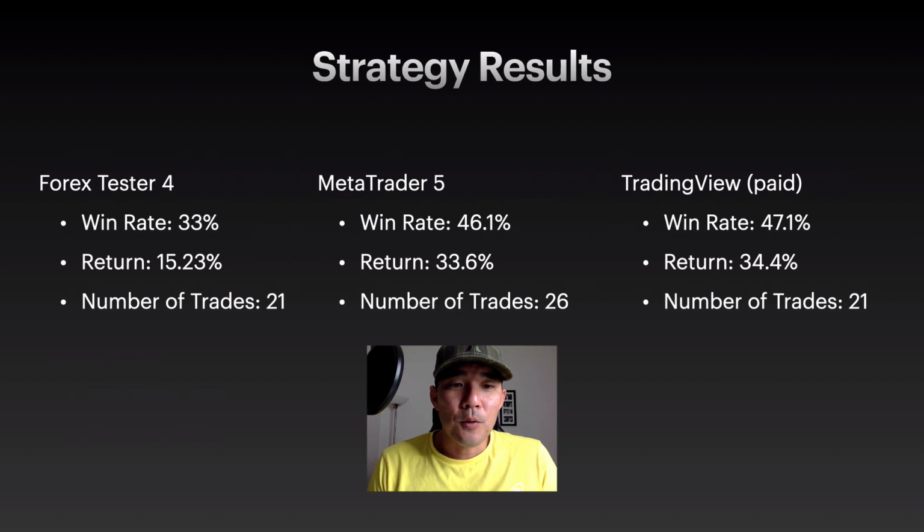This is Forex Tester 4 with a win rate of 33% and a return of 15.2%, 21 trades. MetaTrader 5, 46.1% win rate, return of 33.6%, and 26 trades. TradingView paid 47.1% win rate and a return of 34.4% with 21 trades. So as you can see, these tests also had about 25 trades. So that seems to be about normal.